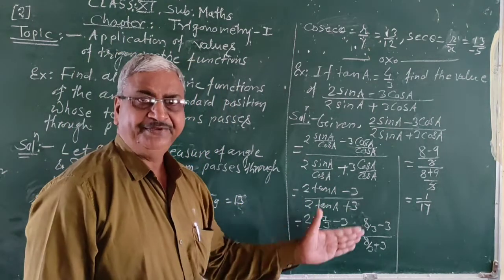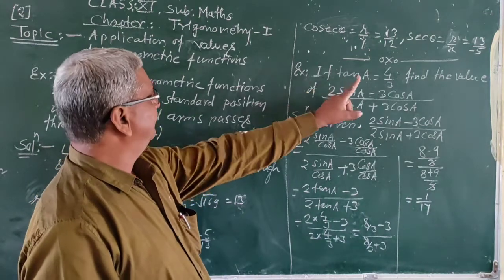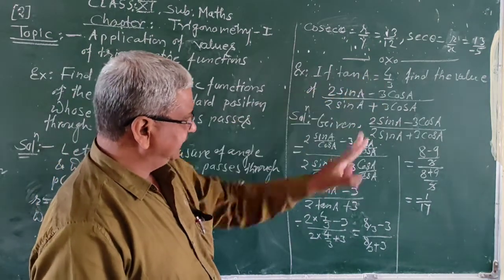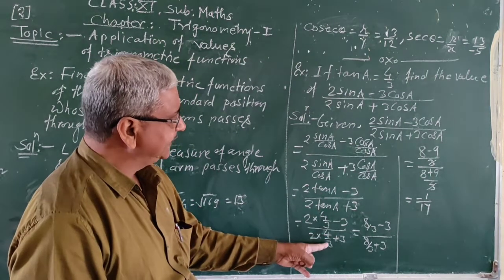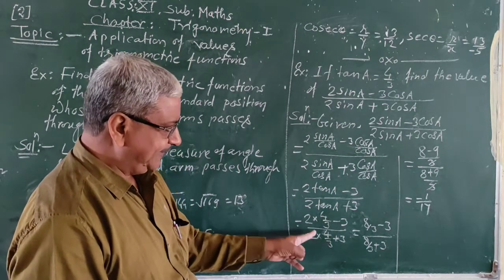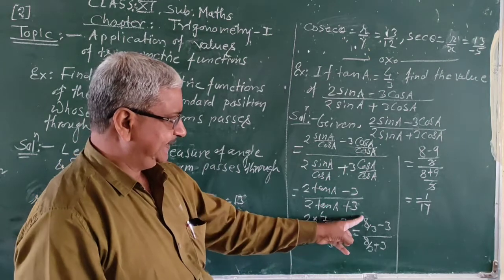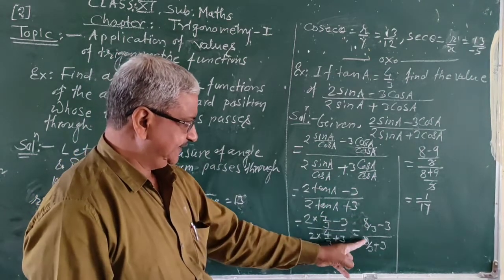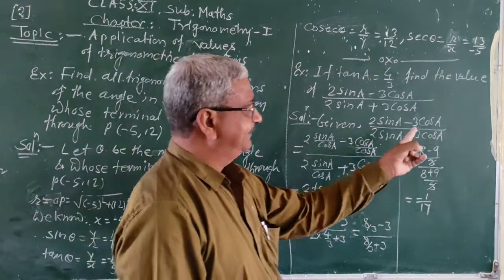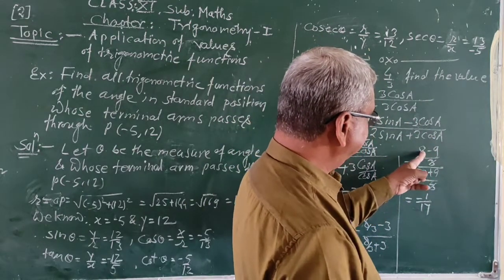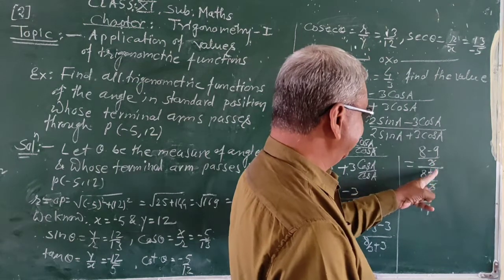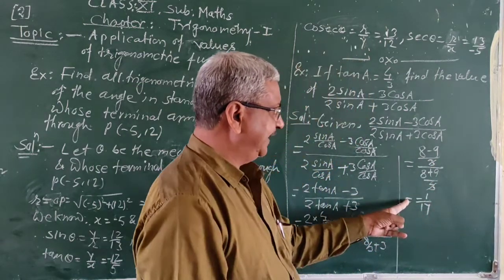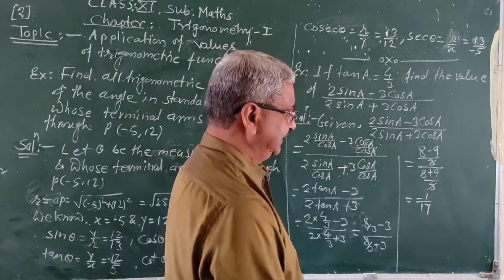And now we are very clear, as the value of tan A is given, that is 4 by 3. So we put tan A is equal to 4 by 3. We simplify it, it is 8 by 3 minus 3, over 8 by 3 plus 3. Simplifying this, you will get (8 minus 9) by 3 over (8 plus 9) by 3. The 3 gets cancelled and you will get minus 1 by 17.